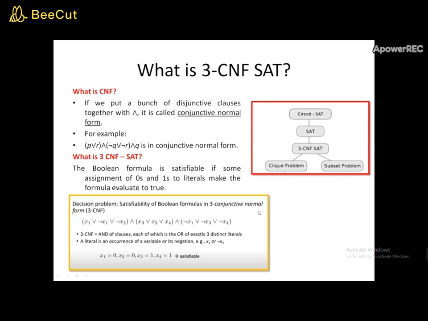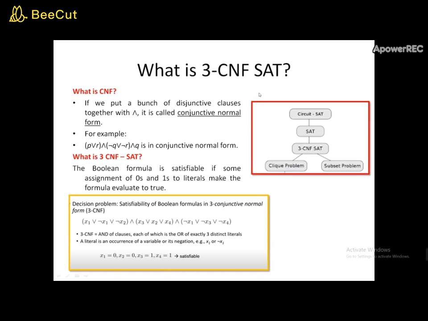Now moving on to the next part. We have seen what circuit satisfiability is. Given a circuit, it has to give an output of 1. This is done. Then what is satisfiability? Given any expression, if you get an output of 1, then that is called satisfiability. That is also seen. Next, coming to 3CNF satisfiability. This is once again very easy.